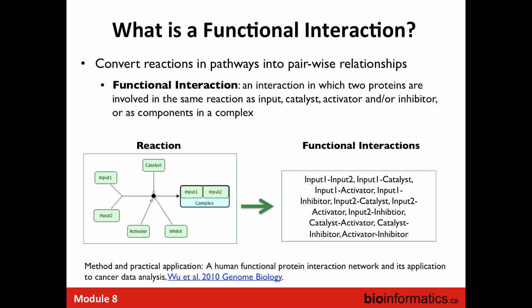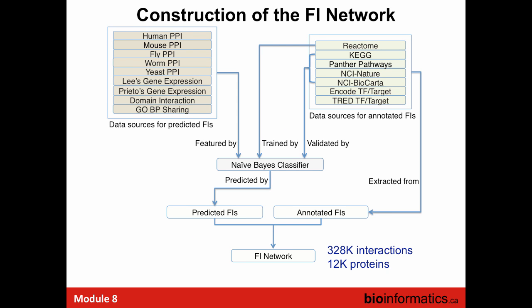Essentially, the way that we create the Reactome FI network is to extract a lot of binary interactions from pathway databases. Not just Reactome, but also KEGG, Panther, BioCarta, NCI. We also use transcription factor data, interactions between transcription factors and their targets. This is what we call the annotated FI group.